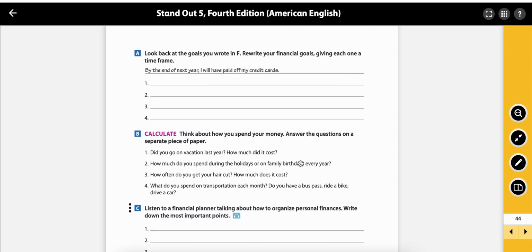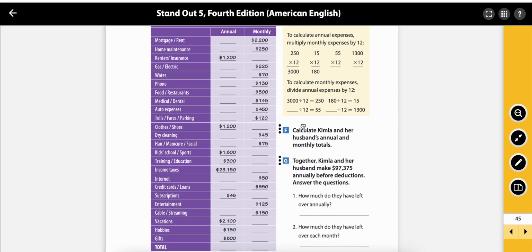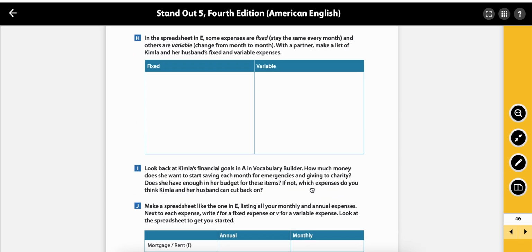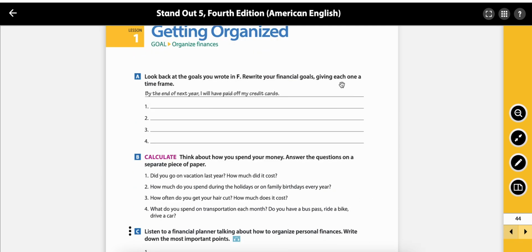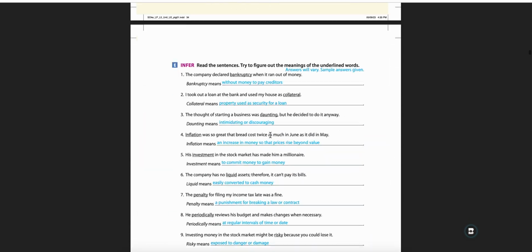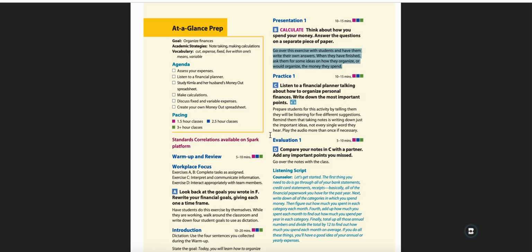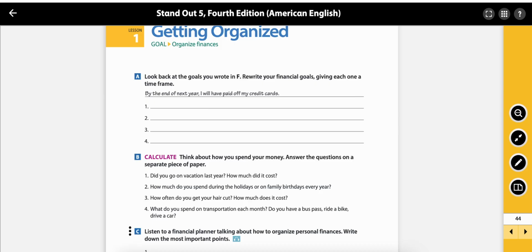You know, it makes it easier for me too because I don't have to try to do something different every day. So, for example, this is lesson one, getting organized, organizing your finances. It gets into budgeting as well. So instead of spending one day on this, which I think is what they're suggesting in the teacher's edition, you're looking at a one-day lesson, right? Well, why not stretch it out into 3 days? Even a whole week, right?